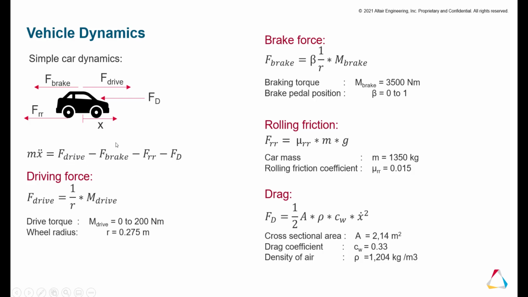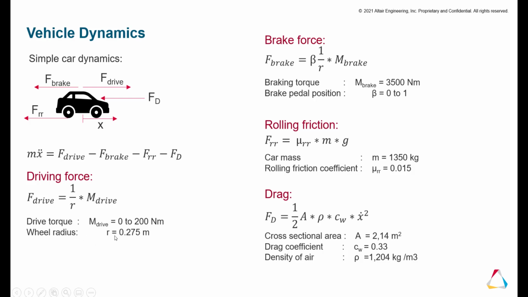And then the forces working against it, which are a braking force when the driver is applying a brake, the force due to friction, which is the tires against the road, and then the drag force of the air acting against the windshield of the vehicle. So this makes up the summation of forces that we're interested in modeling. For instance, if we take a look at the driving force, we have our driving torque, and we're giving that a value of 200 Newton meters.